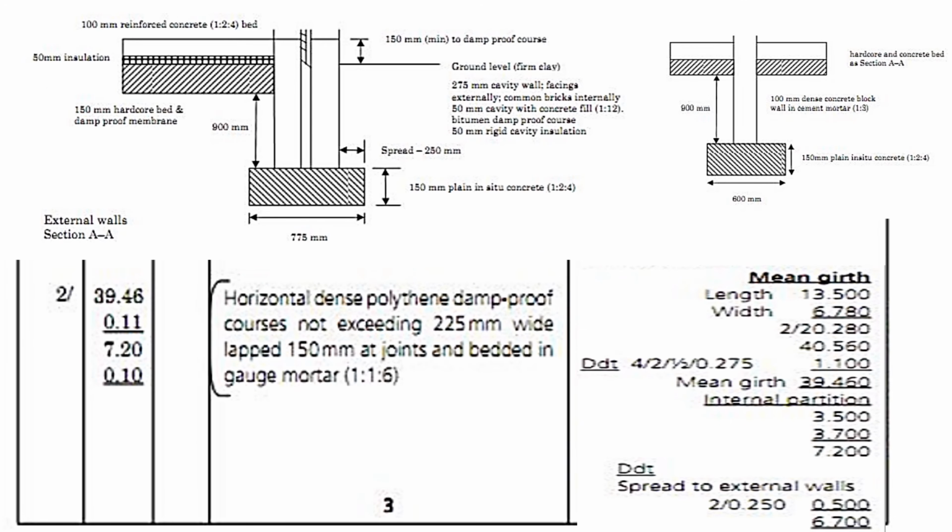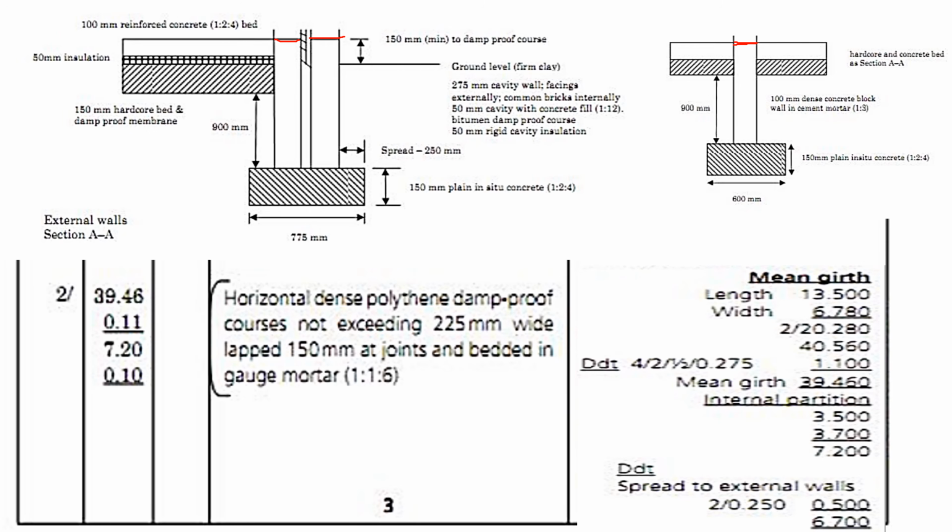Go to damp proof course not exceeding 25 millimeters, lapped 150 millimeters at joints, embedded in gauge mortar. Every wall has the damp proof course. For the external wall, we have damp proof course. It's here and it's here for both walls, the internal and the external. For the internal wall, we will have the damp proof course here. Because the damp proof course, remember, it's usually placed above the concrete to continue the walling upwards.